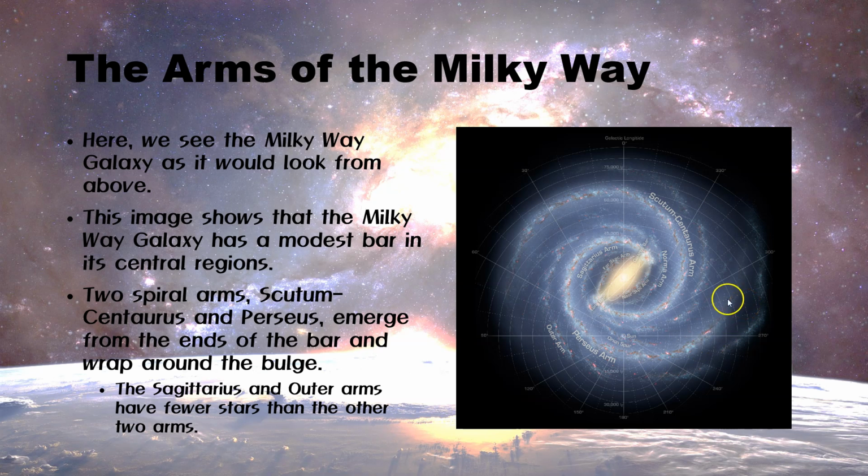These, of course, are coming out of the ends of the bar, and they're actually wrapping around the bulge here in the middle. Now, if you notice, we do have some more minor arms here, such as the Sagittarius and the outer arms. But you'll notice that these have fewer stars in comparison to the Scutum-Centaurus or the Perseus arm.